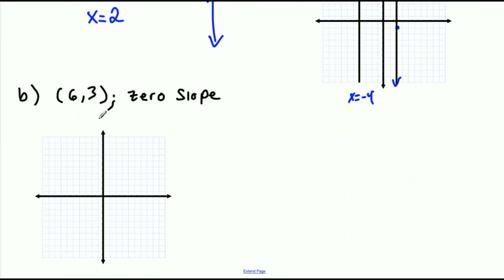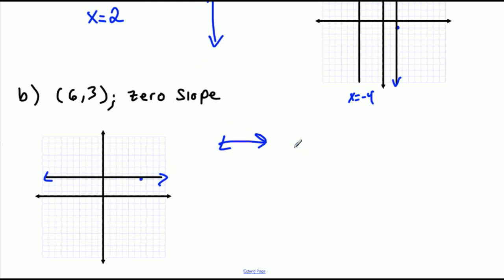All right, let's check out part B. So we have the point (6, 3). I'm just going to go and plot that, and then up 3. All right, cool. And we have a 0 slope. Well, we've learned that a 0 slope is a horizontal line. So we're going to go ahead and just graph a horizontal line that goes through that coordinate point right there.